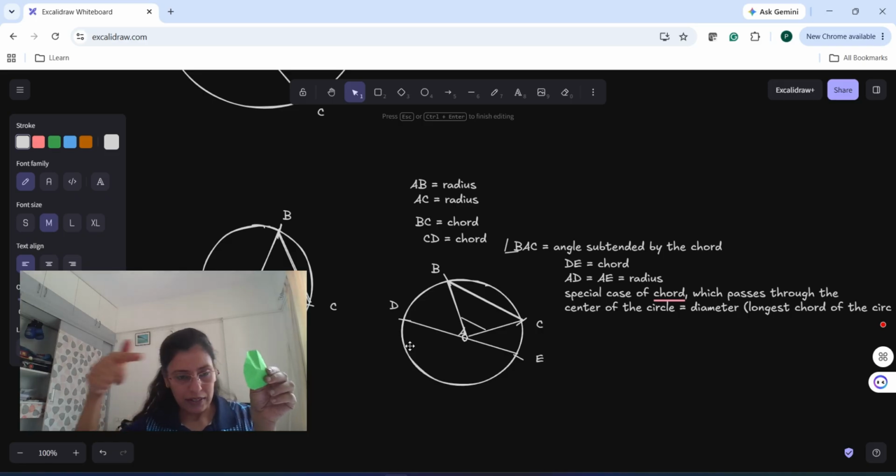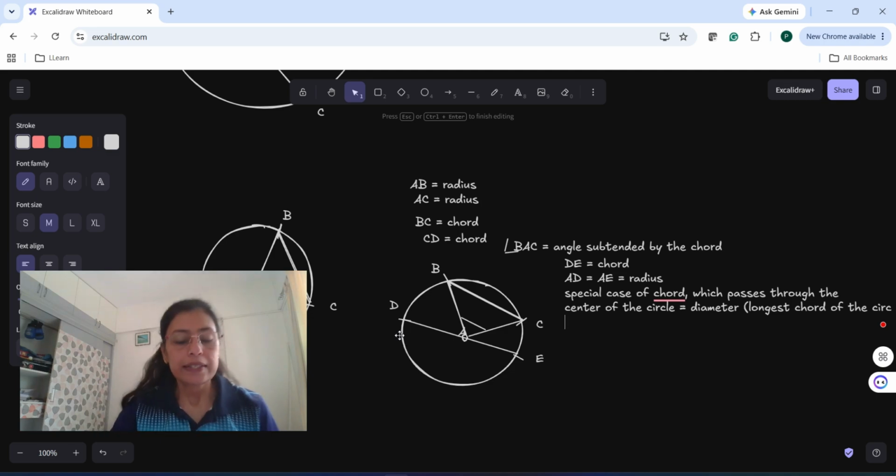And two diameters will be intersecting at the center of the circle. Why? Because from this center of the circle, all the four radii will always be equal. The diameter is two radii which are in the same line. So where these two diameters intersect, it forms the center of the circle.